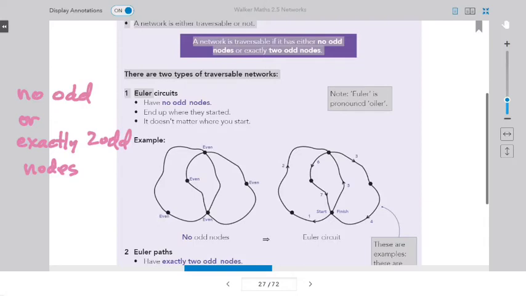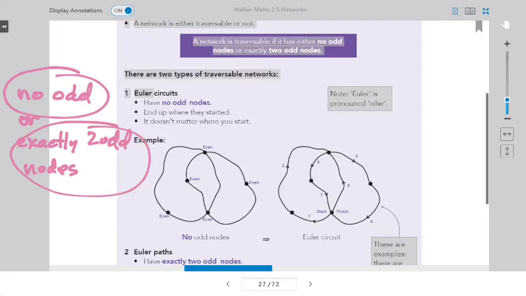And you can either have an Euler circuit or an Euler path. We just talked about that. A circuit means that you can go all the way around, right? A path means you can go through. So make sure you know that an Euler circuit can only happen if there are no odd nodes. So this one can make a circuit. But Euler paths can have exactly two odd nodes. Those are the differences there.